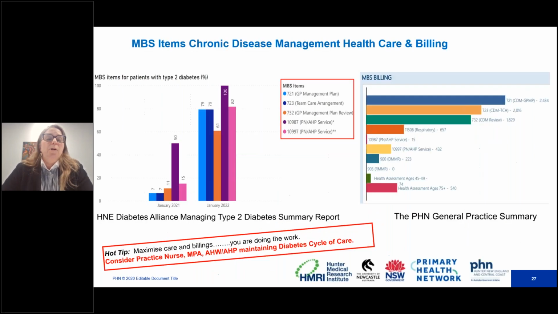So with the chronic disease management, both reports do give you a percentage of usage of GP management plans, team care arrangements, GP management plan reviews, and then also the nurse monitoring in between more structured reviews, so the 10997. And you can see this particular practice on the left increased markedly from January 2021 to January 2022. They had a huge increase of usage. And then our PHN report also will show you in a more general sense across your whole cohort.